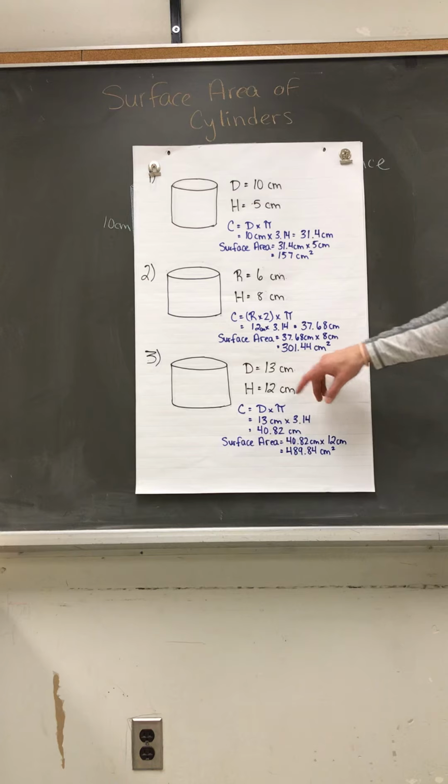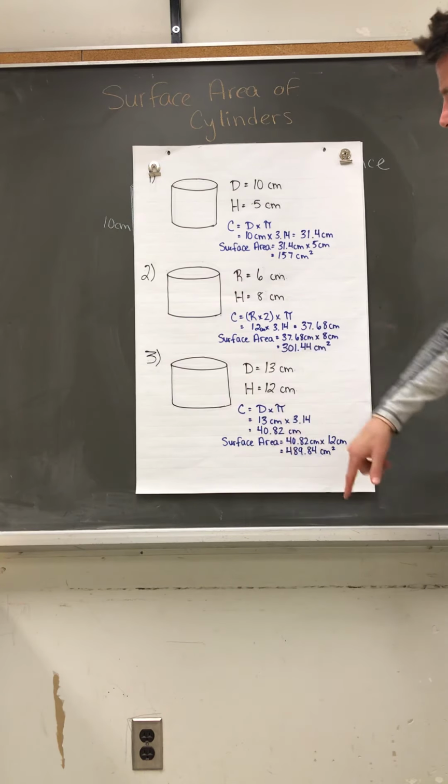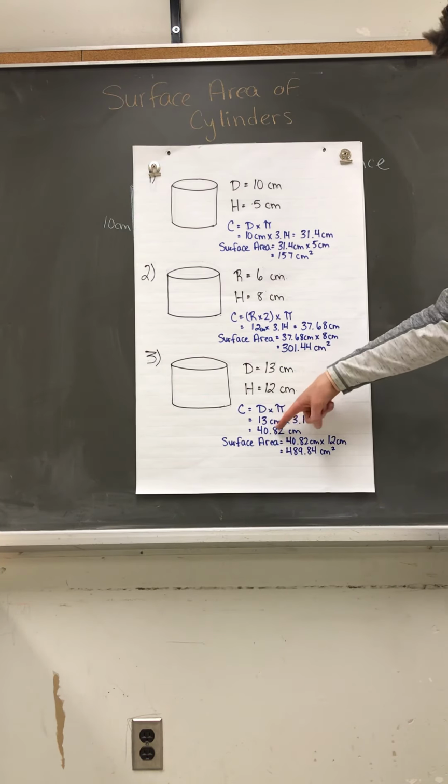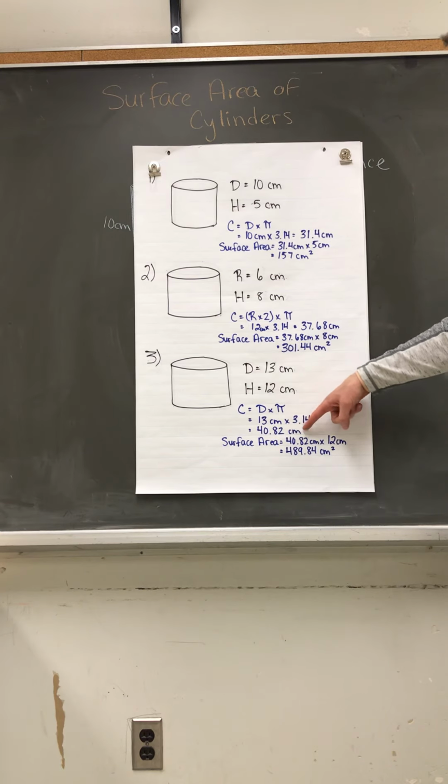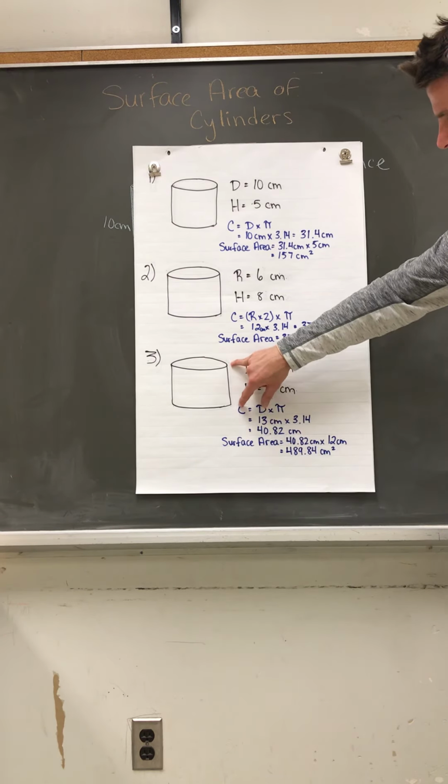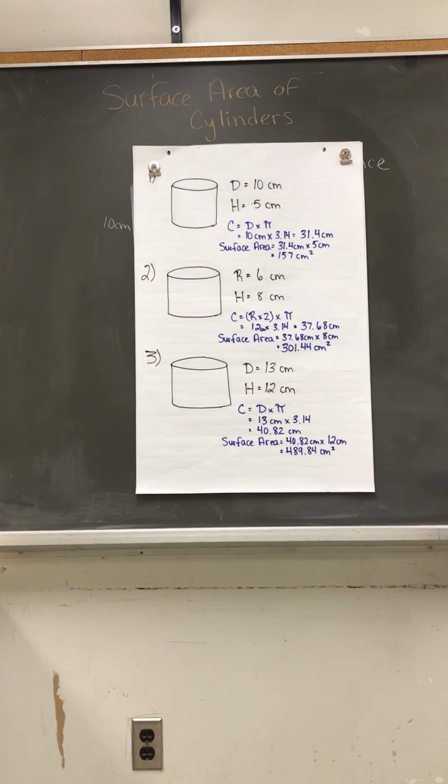And in question number 3 here, if we have a diameter of 13 and a height of 12, diameter times pi gives us approximately 40.82 centimeters. And we times that by the height of this prism, and we get 489.84 centimeters squared.